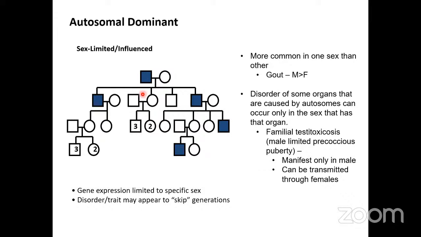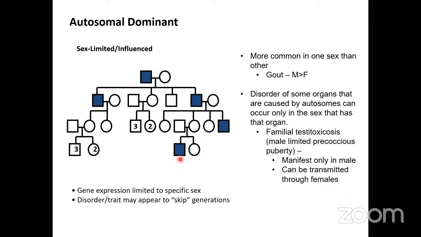Every generation is affected. If there was no indication of female-to-male transmission, then it would have been a Y-linked disorder. But there is a female-to-male transmission. So that is an autosomal dominant. Then we need to understand why only males are affected. So this is called a sex-limited disorder.